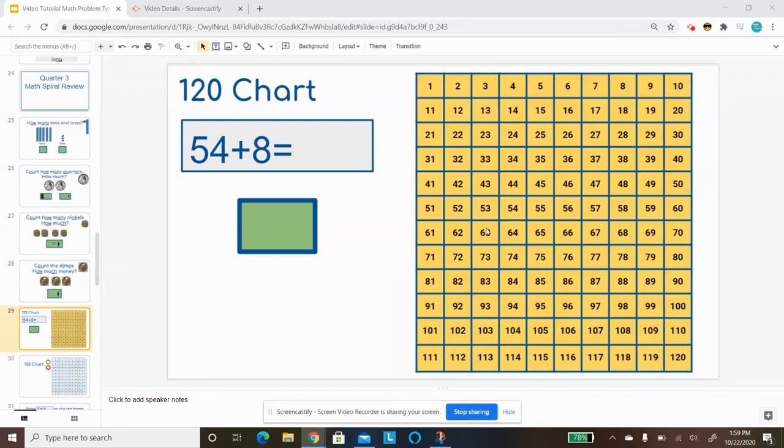On this slide, I can see that I have a 120 chart. The 120 chart starts at 1 and it goes all the way down to 120. And so over here, I see the equation that I'm going to look at, 54 plus 8. So I'm going to have to start at the number 54.